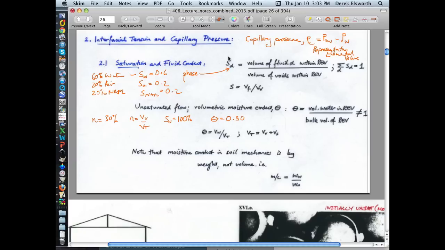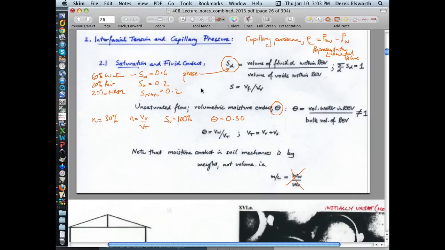We'll use these two terminologies. We'll use saturation and we'll use volumetric moisture content. We'll use both of them. In soil mechanics, the terminology for moisture contents is in the weight of water relative to the weight of solid. So it's just another different definition. We won't use that, but you should be aware that there are these different definitions.